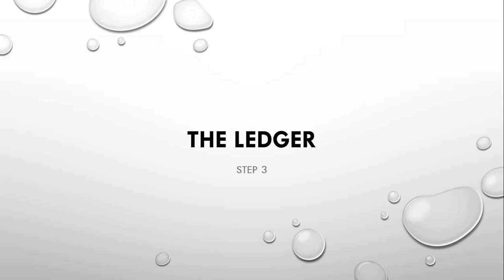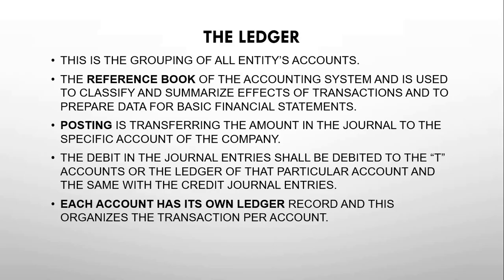Now, let's proceed to step 3, the ledger. Diba sabi natin, journalizing is the recording, identifying and recording of events or business activities. Pagka step 3, after natin mag-journal, yung mga entries na nasa journal, ilipat or i-post natin sa ledger. Ito naman yung classifying and summarizing sa ledger. Step 3, no? So, the ledger.